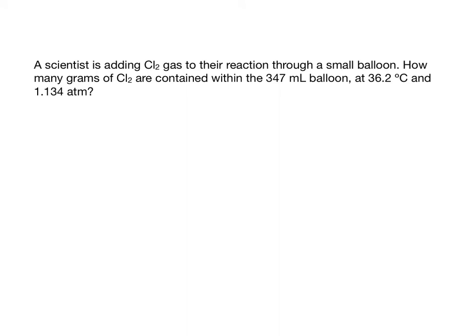So a scientist is adding chlorine gas to their reaction through a balloon. How many grams of chlorine gas are contained within the 347 milliliter balloon at 36.2 degrees Celsius and 1.134 atmospheres? The first thing I like to do is to write down what I know. So we know that the pressure is 1.134 atmospheres. The volume is 347 milliliters. I'm going to convert that to liters because most of the options require that information.